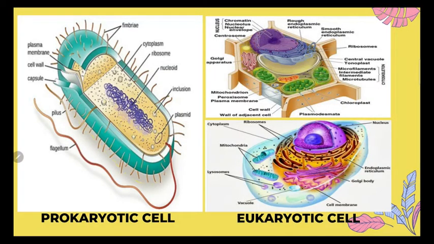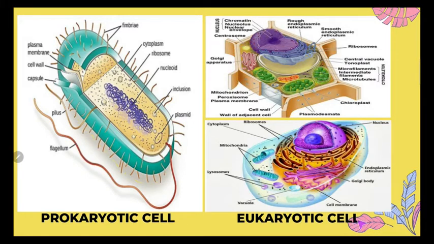Okay, this is a diagram for prokaryotic cells and eukaryotic cells. So for prokaryotic cells, also known as bacteria, this is the typical structure of the bacteria. As you can see, it has structures that we call flagellum, pilus, capsule, cell wall, plasma membrane, fimbriae, cytoplasm, ribosome, nucleoid, inclusion, and plasmid. We will explain all these organelles and structures after this.